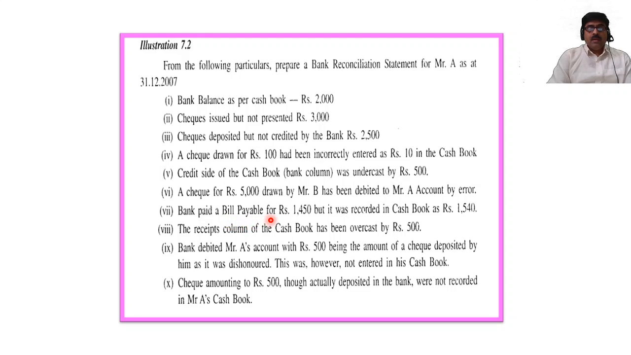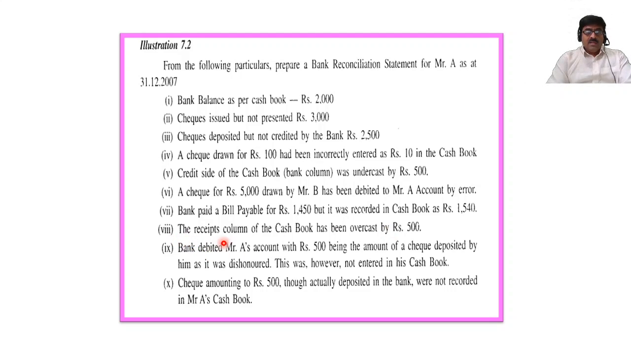Bank paid a bill payable for rupees 1450, but it was recorded in the cash book as 1540. It means excess 90 rupees credited in the cash book. Passbook 1450, in cash book 1540, means excess credit amount, that 90 rupees difference is decreased in the cash book. To equalize the balance of the cash book with the passbook, we have to add this 90 rupees.